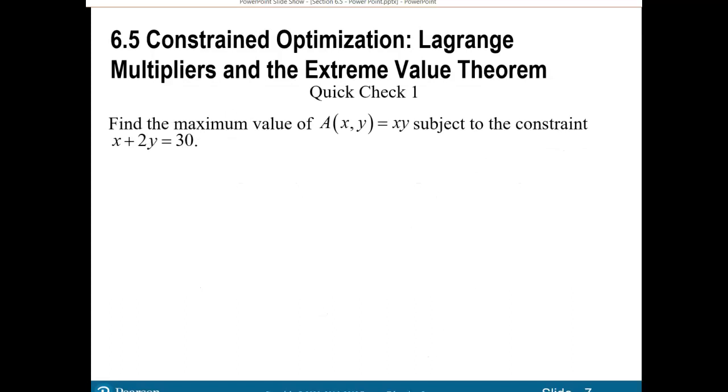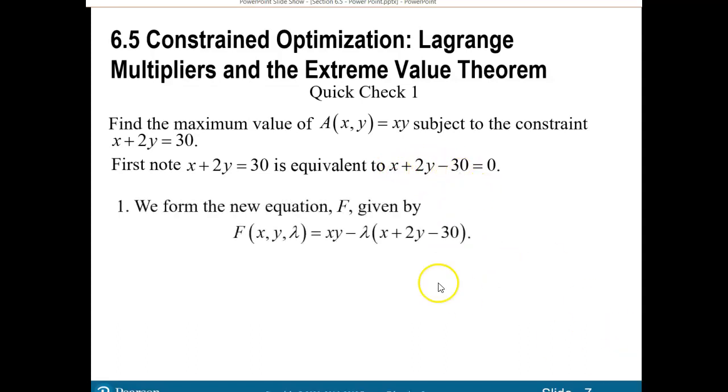Okay, that's it. We don't have to use second partials. We just use first order partials. When you're subject to that constraint, you can find your max and your min. So find the max value of A, subject to a different constraint this time: x plus 2y equals 30. So x plus 2y equals 30 is equivalent to x plus 2y minus 30 equals 0. So your constraint, your g function, becomes x plus 2y minus 30.